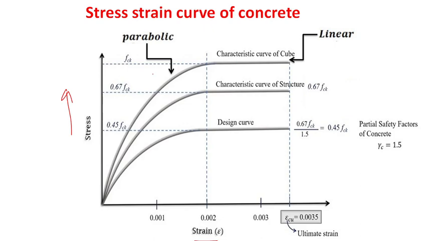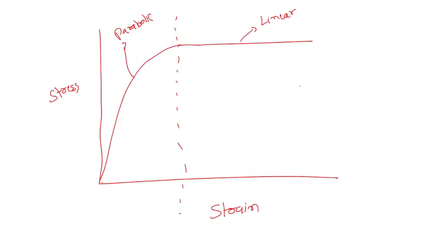At first you can see this is FCK, the characteristic strength of the cube. This is the cube strength, which we denote by FCK. What is the cube size? 150 mm by 150 mm by 150 mm is the size, and that is the strength of that cube that we are considering here. But I will draw another curve here. I will tell you why I am drawing the second curve.